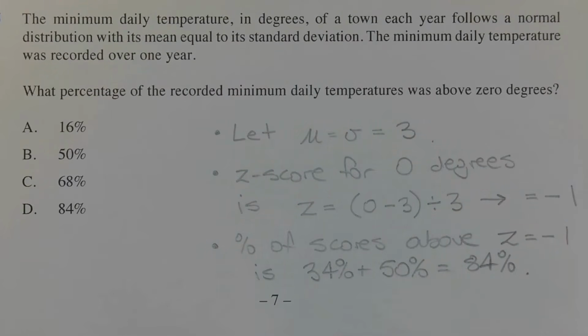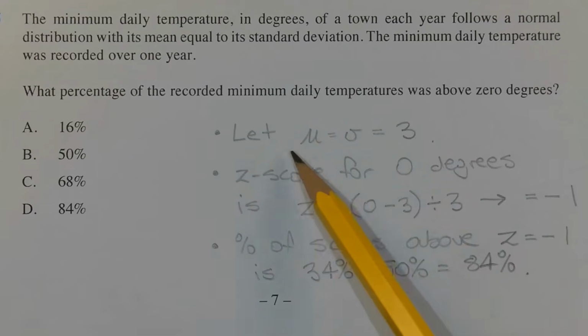Now, because the scores, which represent temperatures, follow a normal distribution, we know that the standard deviation can't be 0, nor can it be negative. It has to be a positive number. It doesn't have to be an integer or a whole number, but it must be positive. And the question is asking for what percentage of the recorded minimum daily temperatures was above 0 degrees. So I'm thinking here that we need to calculate a z-score at some point. But we need a value for the mean, mu, and the standard deviation, sigma.